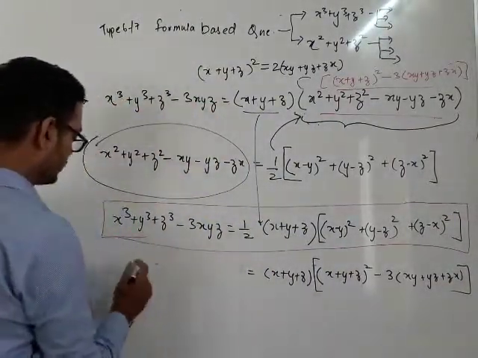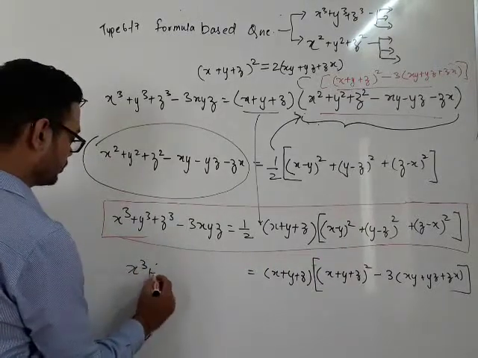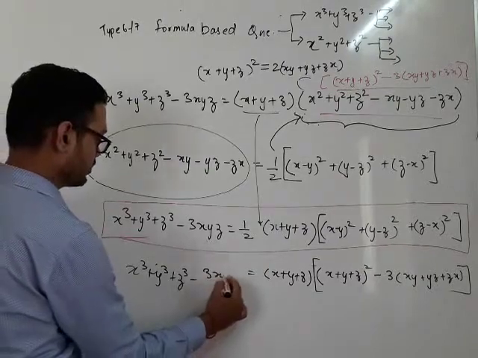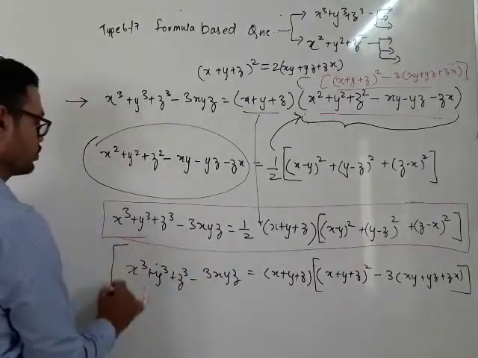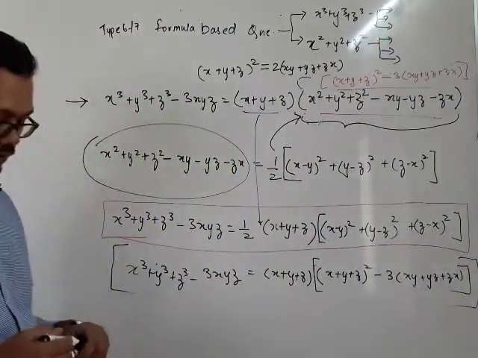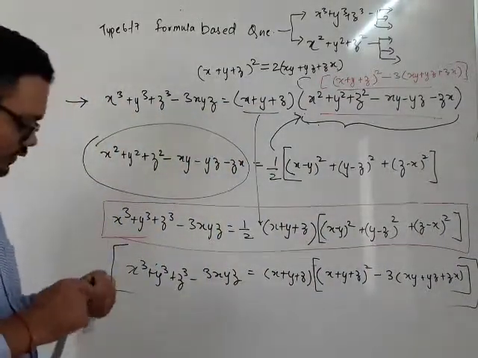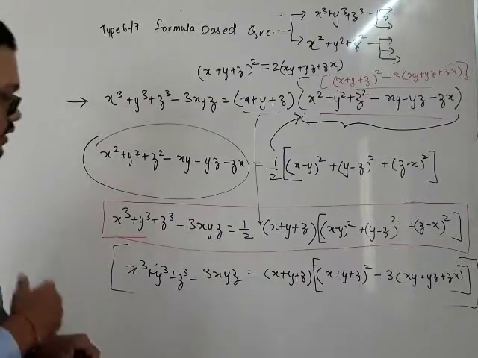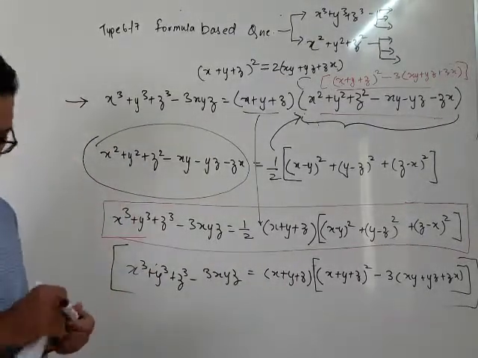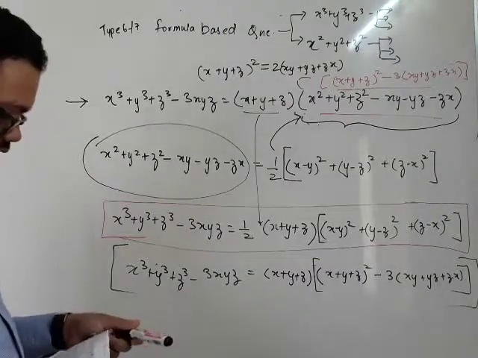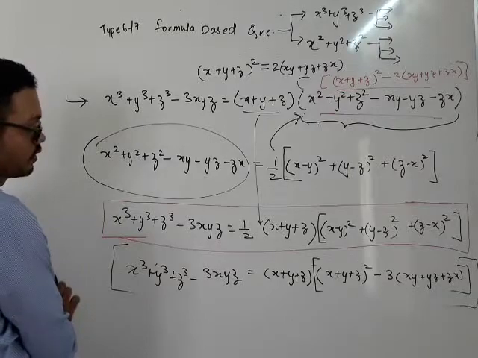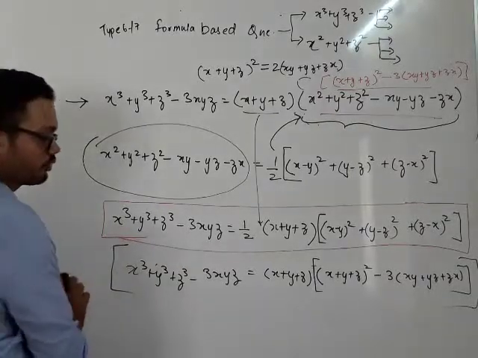I'll write it in detail. x cube plus y cube plus z cube minus 3xyz. So you have to remember these two formulas. Once you have remembered these two formulae, you can definitely solve any questions. Please take a screenshot of this. Alright, so let's move on to the solved examples, how it has been asked. I hope there is nothing to understand, you just have to memorize it.